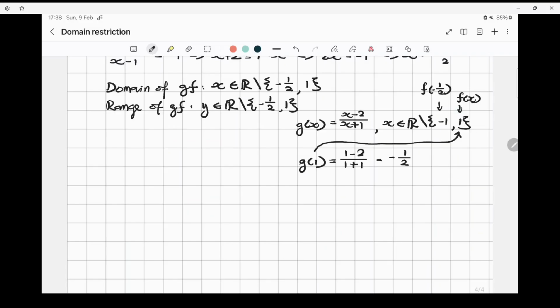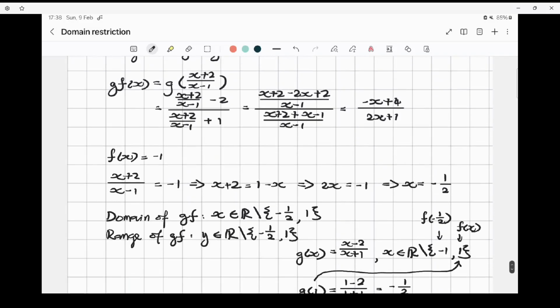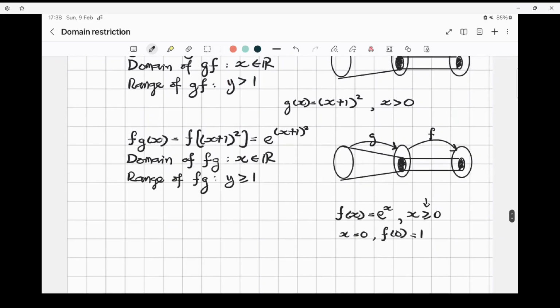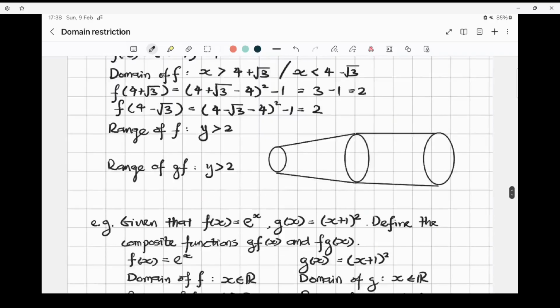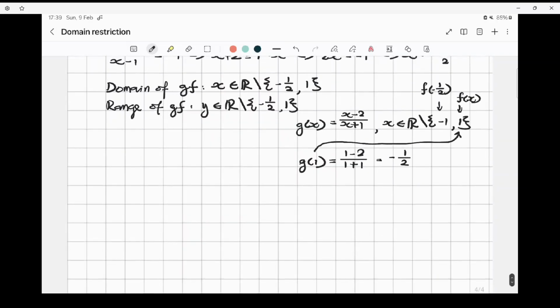And then the second point that you need to exclude is y equals to 1, that is your horizontal asymptote from g of x. So that's how you find the domain and the range for g of f in this case. So that's the whole thing about domain restriction. Basically, you try to define specifically how that composite function will be defined. Okay, that's all for this video.